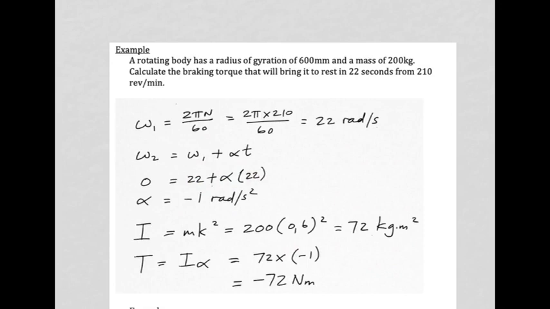So it turns out that alpha is negative 1 radians per second squared. I is mk squared. So there's your I value for this particular rotating body, 72 kilogram meters squared. And the torque required for acceleration is torque is I alpha. Torque applied was 72, in this case a braking or slowing down torque. Desired alpha is negative 1. So the torque you would need to achieve all of the above is 72 Newton meters of braking torque.